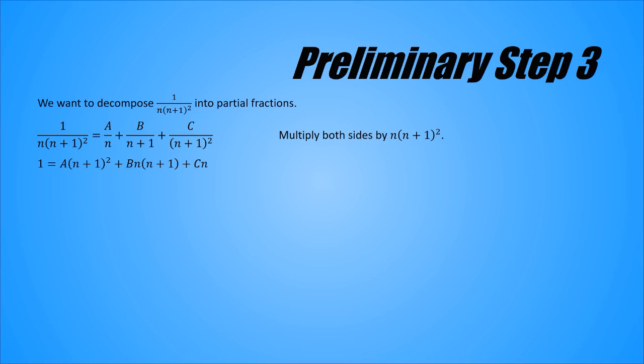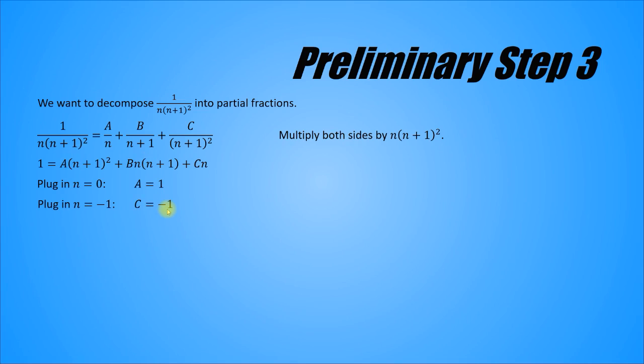And next we'll plug in some convenient values of n. So first I'll plug in n equals 0. So this term goes to 0, and this term goes to 0, and I'm left with a equals 1. Now plug in n equals negative 1. So this term goes to 0, and this term goes to 0, and I'm left with c equals negative 1.